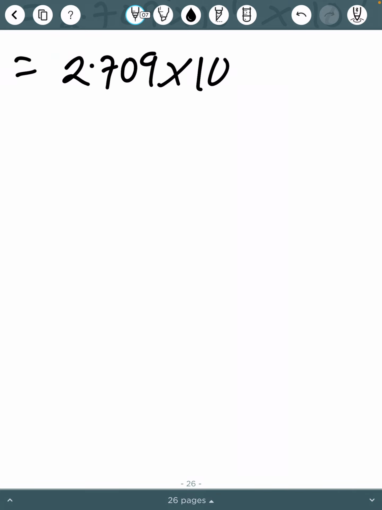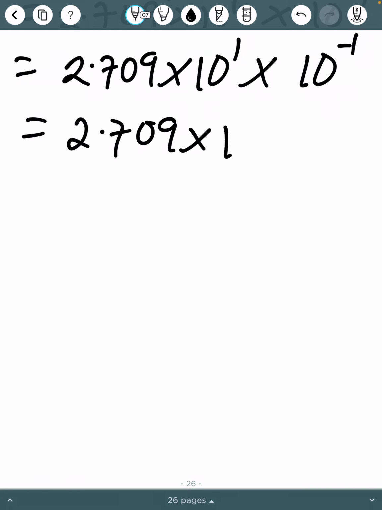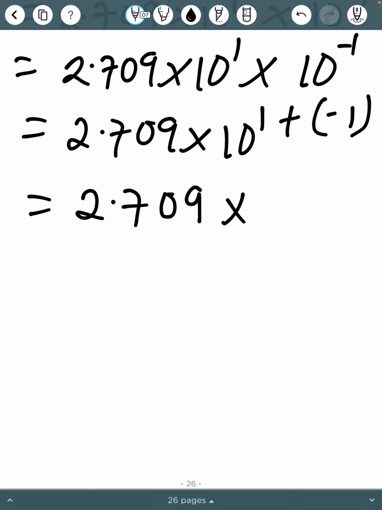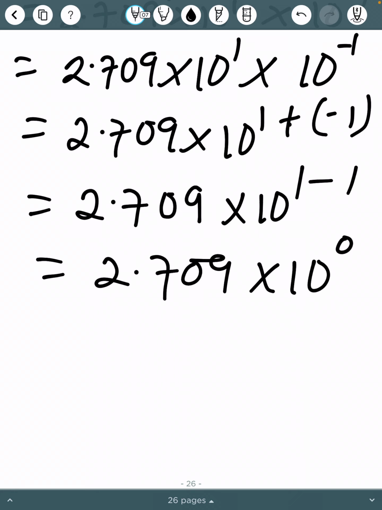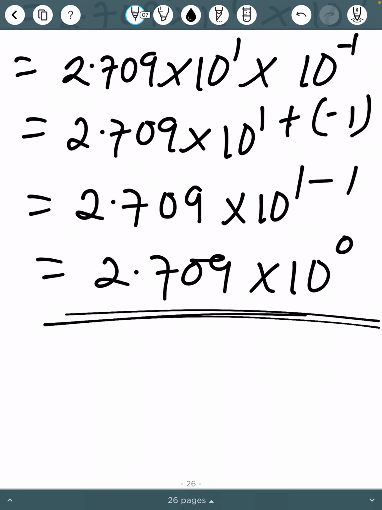2.709 times 10 raised to power 1 times 10 raised to power minus 1. This was there before I changed this to standard form. So this will now give me 2.709 times 10 raised to power 1 plus minus 1, that's 1 minus 1. That's 2.709 times 10 raised to power 0. That's my final answer in standard form.